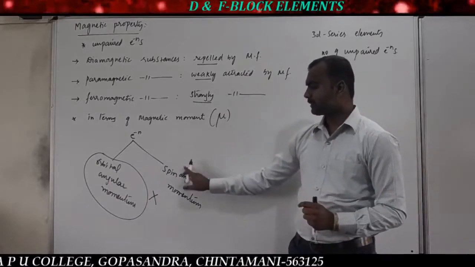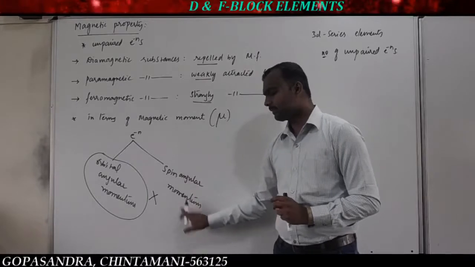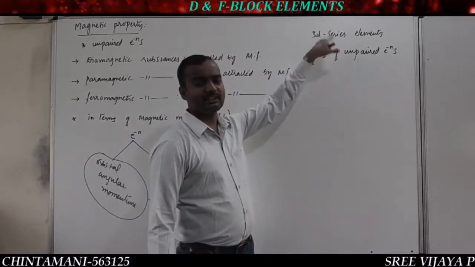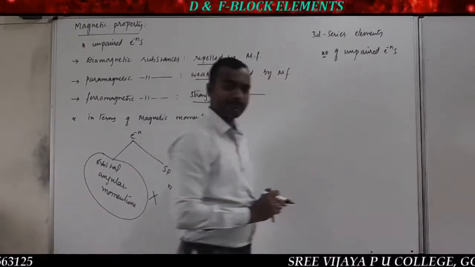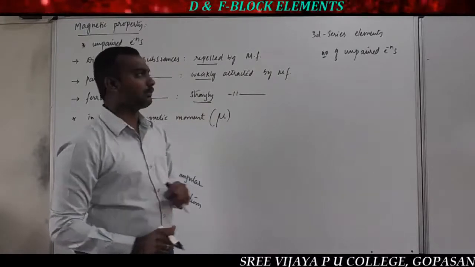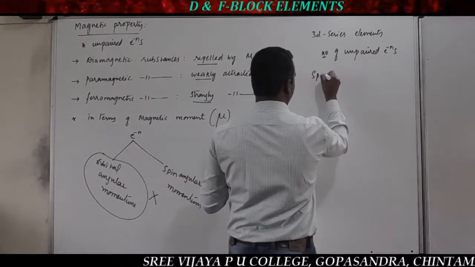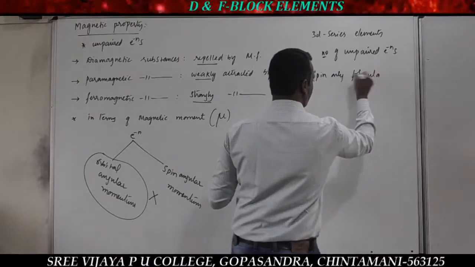So here in the case of 3D series elements, to calculate the magnetic moment, only spin angular momentum is considered. In the case of 3D series elements, the magnetic moment mainly depends on the number of unpaired electrons. Therefore, to calculate the magnetic moment in the case of 3D series elements, we can use only the spin only formula.